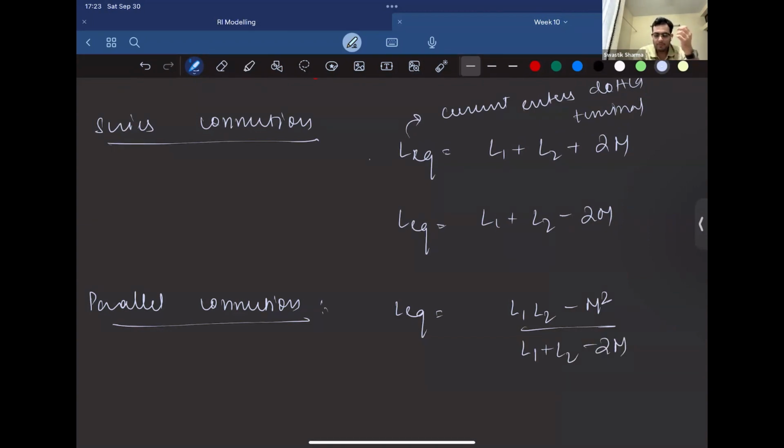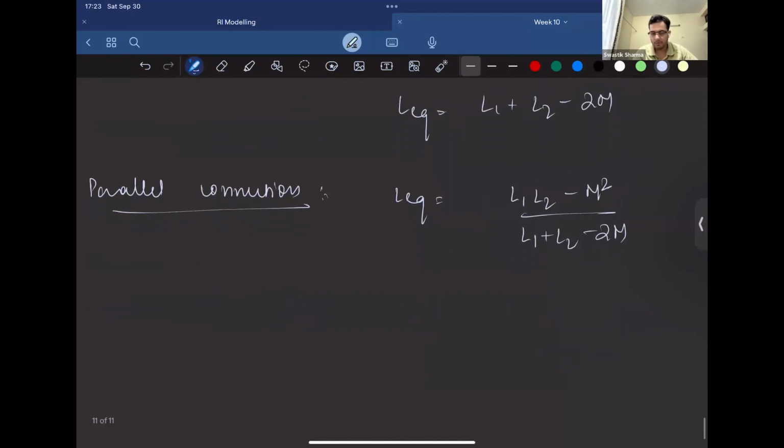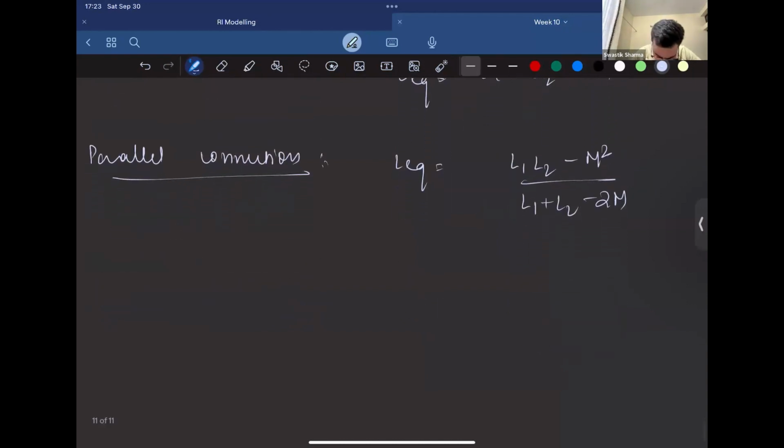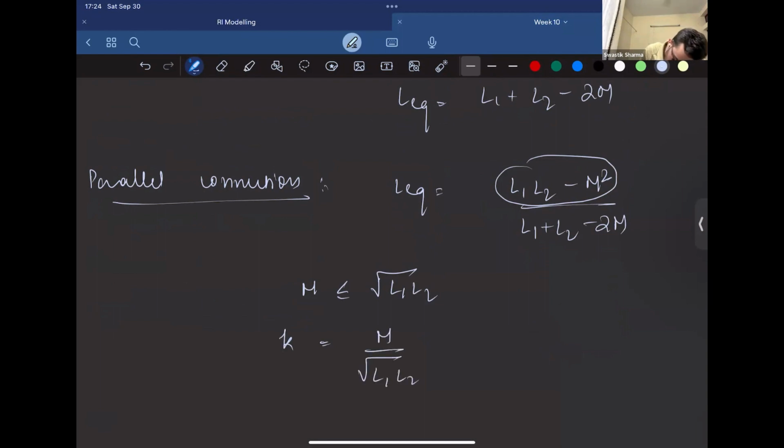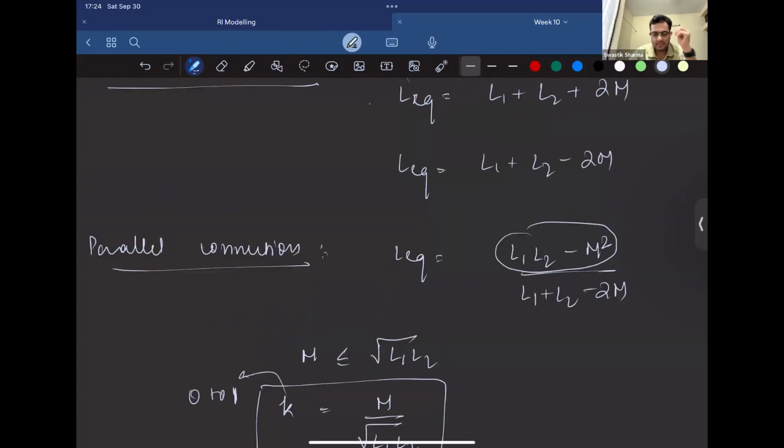So you may please go through these lecture notes and you'll get to know the equivalent combinations of all. And there is one more concept: since this quantity has to be positive, M is generally less than or equal to under root of L1 L2, and hence we define a coupling factor, which is given by M upon under root of L1 L2. So this coupling factor is a ratio between 0 and 1, generally very close to 1. So you may please visit sir's lecture and you'll get to know.